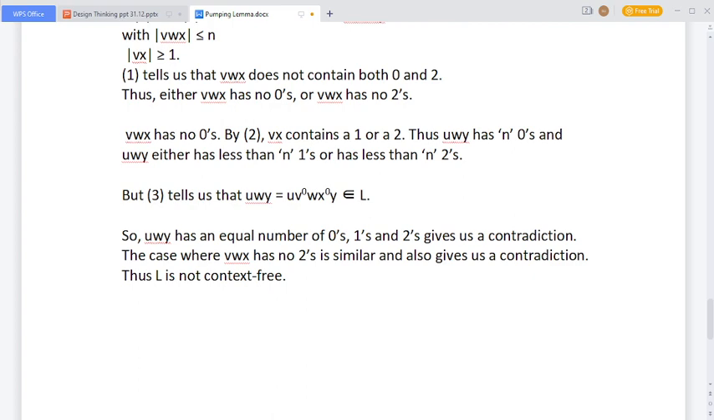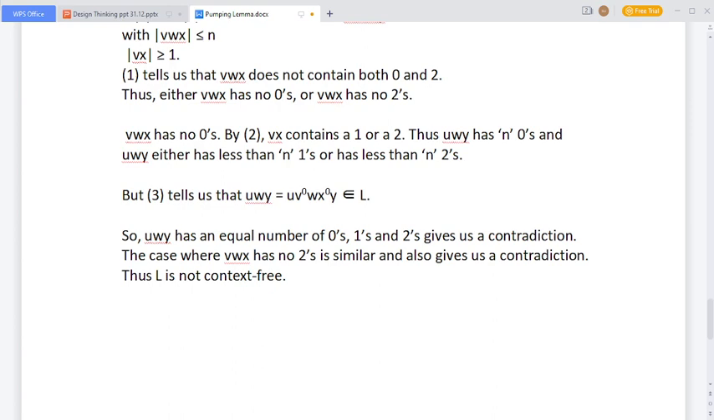Then come to the third one. So we are going to pump the middle value, second and fourth terms, any number of times. Suppose you are going to apply equal number of zeros, equal number of ones, equal number of twos. That gives us a contradiction.